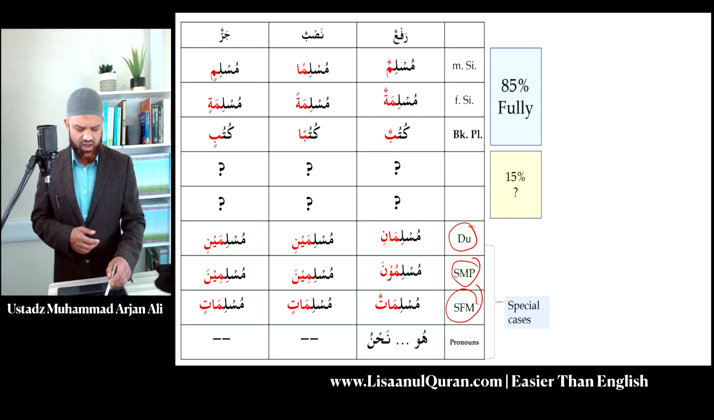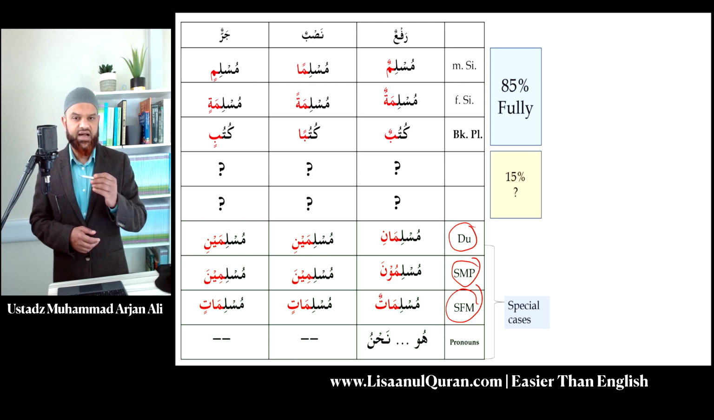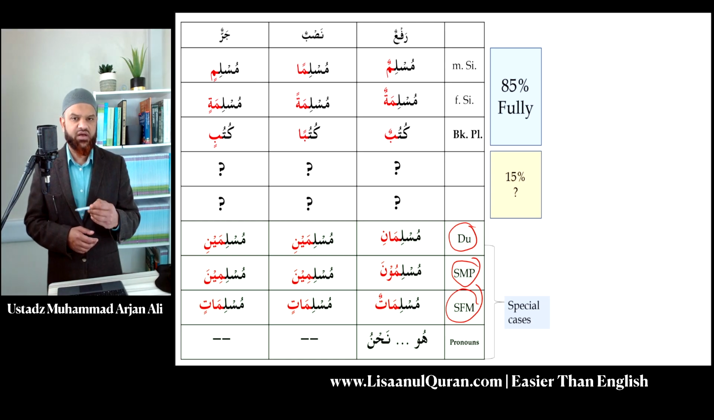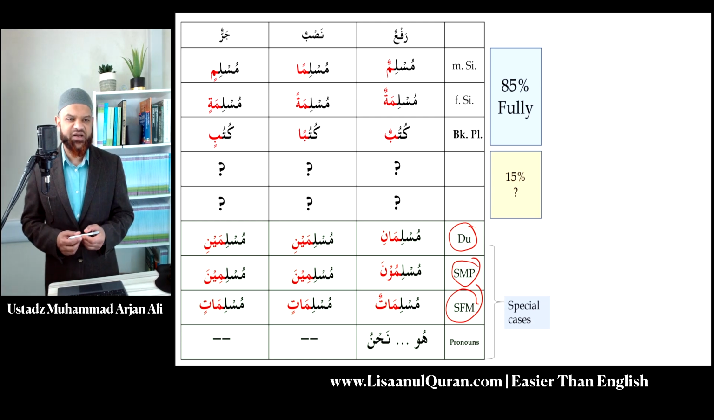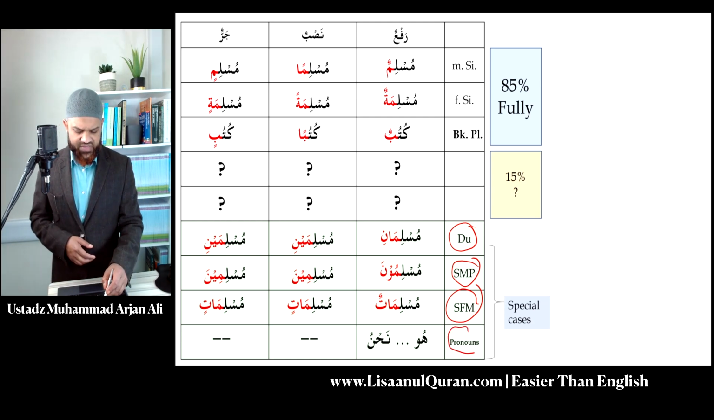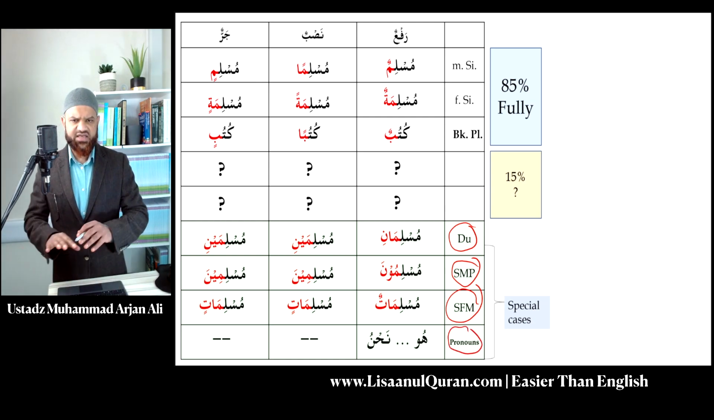We've also learned huwa and all the pronouns, the 14 of them: huwa, huma, hum, hiya, huma, hunna, anta, antuma, antum, anti, antuma, antunna, ana, nahnu. You should be memorizing these by now. And they're a special case, and they're only used in the rafa status. So that's the overview of what we've had so far in terms of i'rab, the different categories.